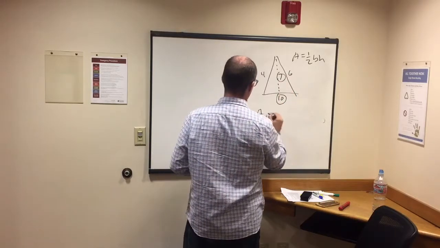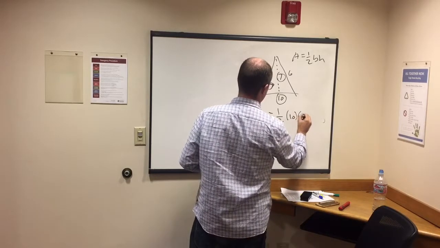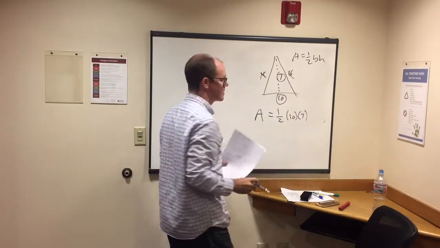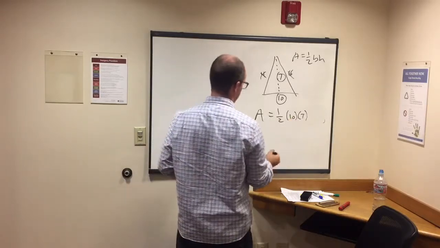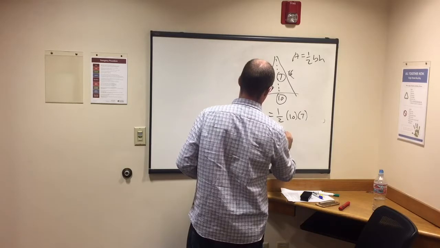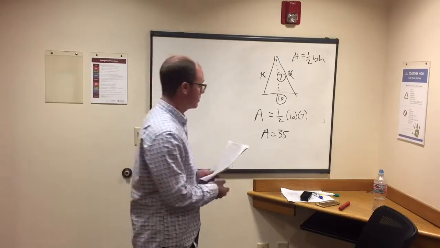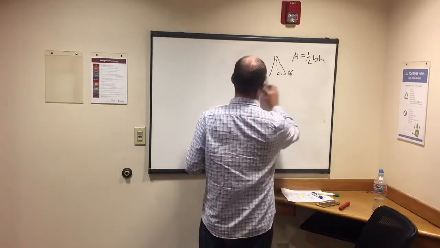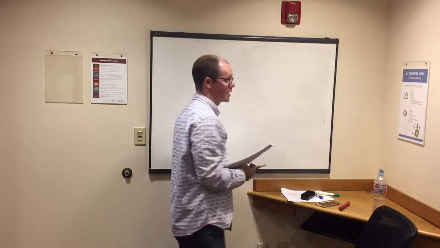So area is 1/2 times 10, which is the base, times 7, which is the height. Don't worry about these. These guys don't mean anything. Sides don't mean anything for area of a triangle. 10 times 7 is 70. Half of 70 is 35. Area would be 35. Again, that's a formula you've got to know for triangles. Area equals 1/2 base times height. And don't worry about the sides.